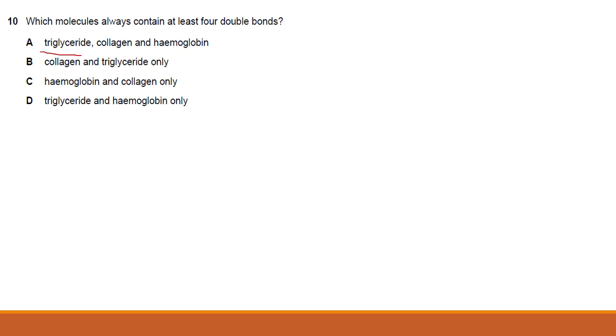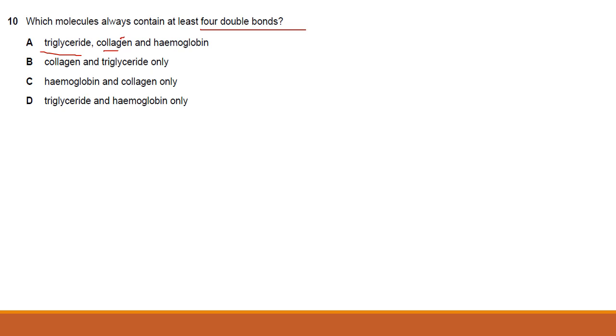Triglycerides, yeah, but the question says at least 4 double bonds. Oh, I'm sorry. I was thinking, why are they asking for 4 bonds? That makes no sense, because for collagen, it wouldn't make sense because it only has 3 chains. At least 4 double bonds. Well, with a triglyceride, it's hard to tell. A triglyceride doesn't have to have any double bonds at all. It can be saturated or unsaturated.